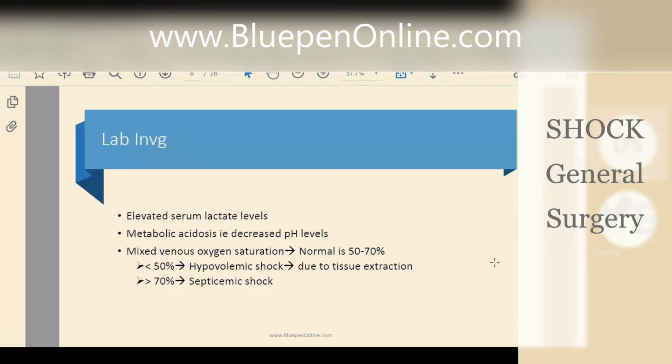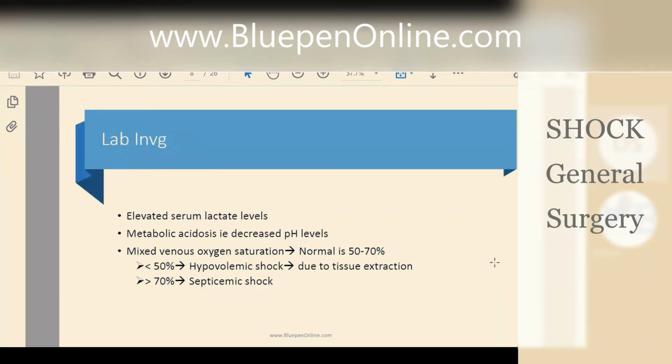Then, what lab investigations do we commonly do in shock? Serum lactate levels in the blood will be elevated. Then there will be signs of acidosis when doing the arterial blood gas analysis, where the pH will be less than 7.2, or even less than 7.1.